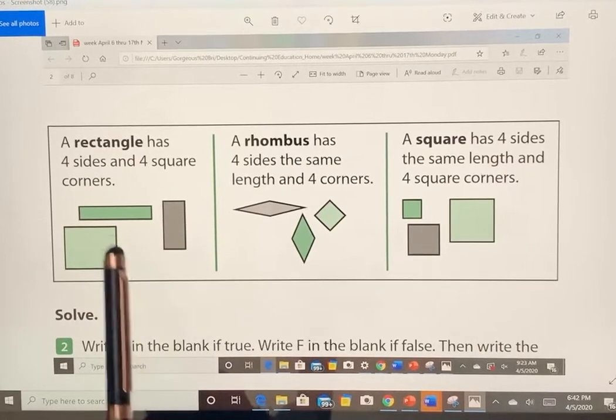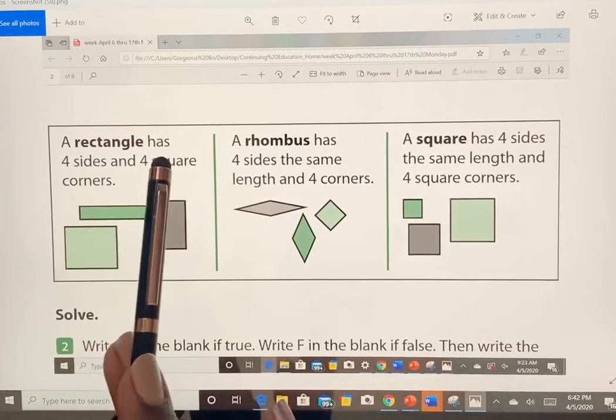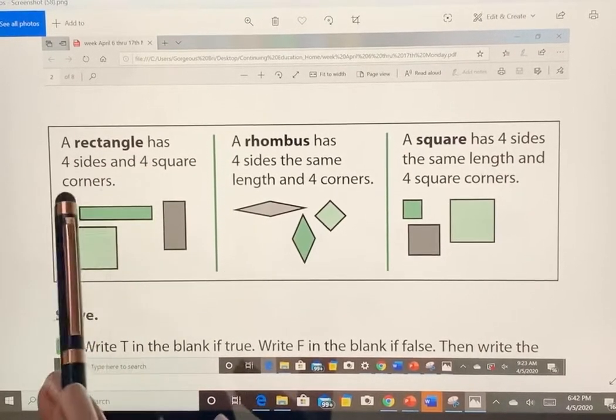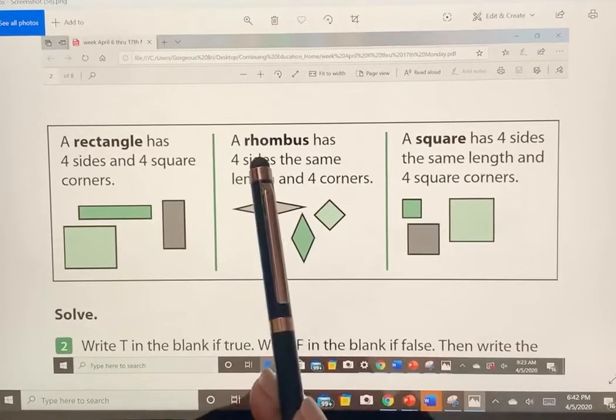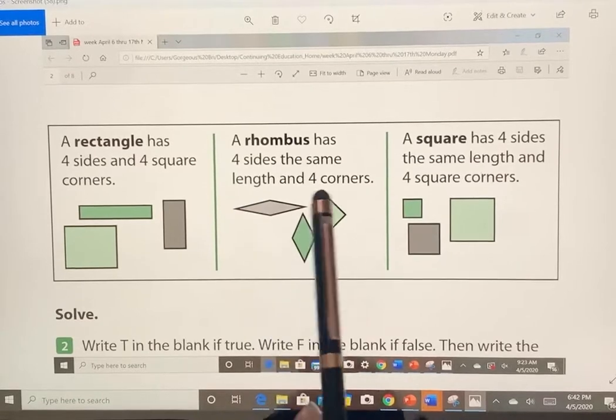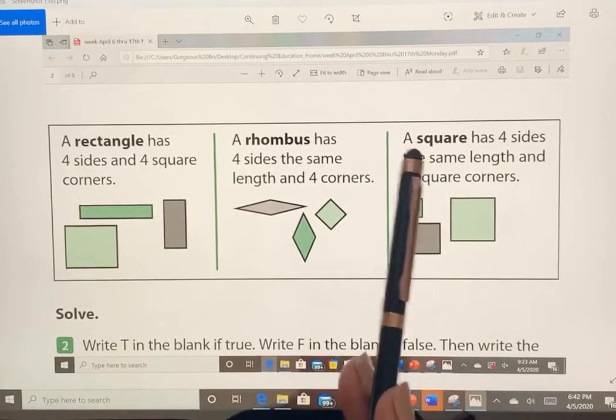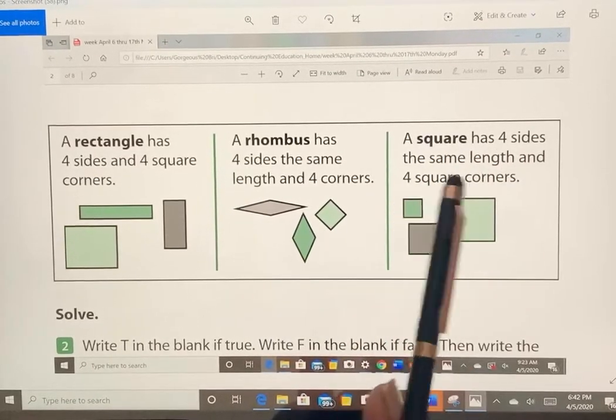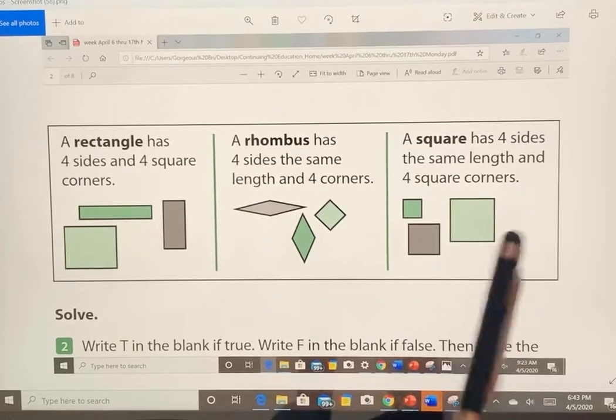Make sure that we pay attention again. A rectangle has 4 sides and 4 square corners. A rhombus has 4 sides, the same length, and 4 corners. A square has 4 sides, the same length, and 4 square corners.